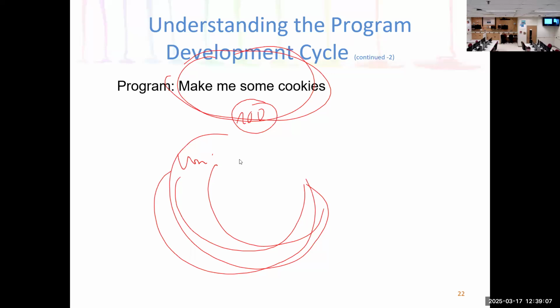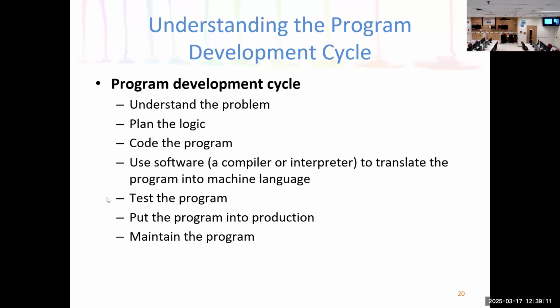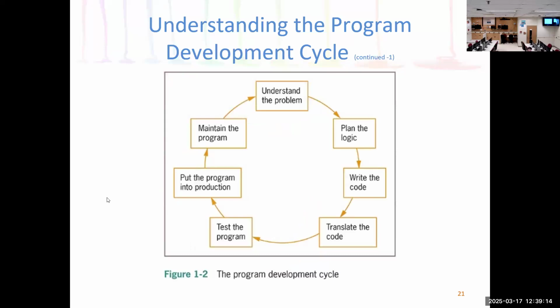So in the program life cycle, they call it a life cycle because at any step, if you have some problem, you have to come back to fix it, right? So for every program, even a small, very simple program, you also have to follow the steps. Understand the problem. It's very important, right?